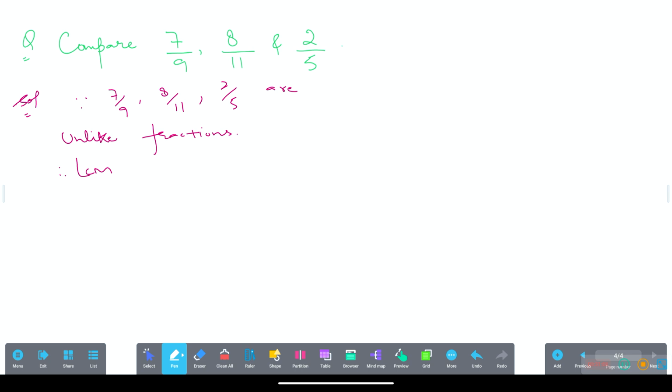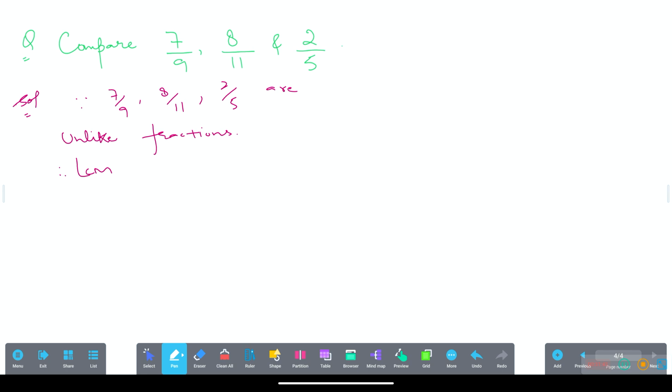That means I am finding the multiples of 9, 11 and 5. Then the common multiples. What is common between 9, 11 and 5? Multiples of 9: 9, 18, 27, 36; of 11: 11, 22, 33, 44; of 5: 5, 10, 15, 20. Among them, I will see which are common multiples. Among common multiples, I take the smallest. I hope you have done the same in class 6.